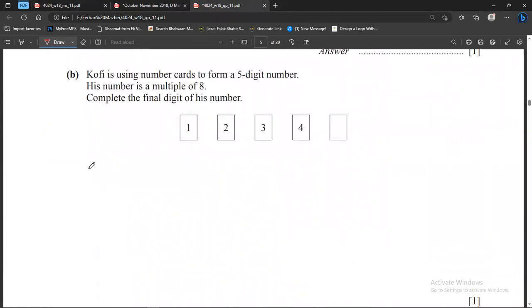He says Kofi is using number cards to form a 5-digit number. His number is a multiple of 8. Complete the final digit of his number. So this number here, we don't know what is here. So we have to find out this, and we want this 5-digit number to be divisible by 8.